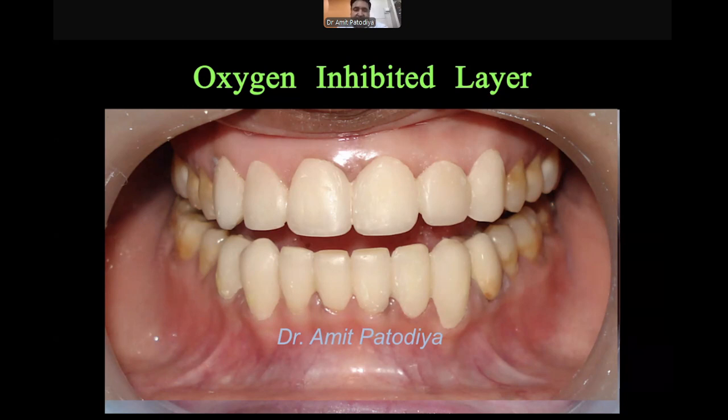So I did the same with this. I took the jelly, covered the freshly polished composite restorations and cured it again. And that is how I controlled my oxygen inhibited layer. So that is the easiest way to control this layer and to minimize this post polishing staining of composites.